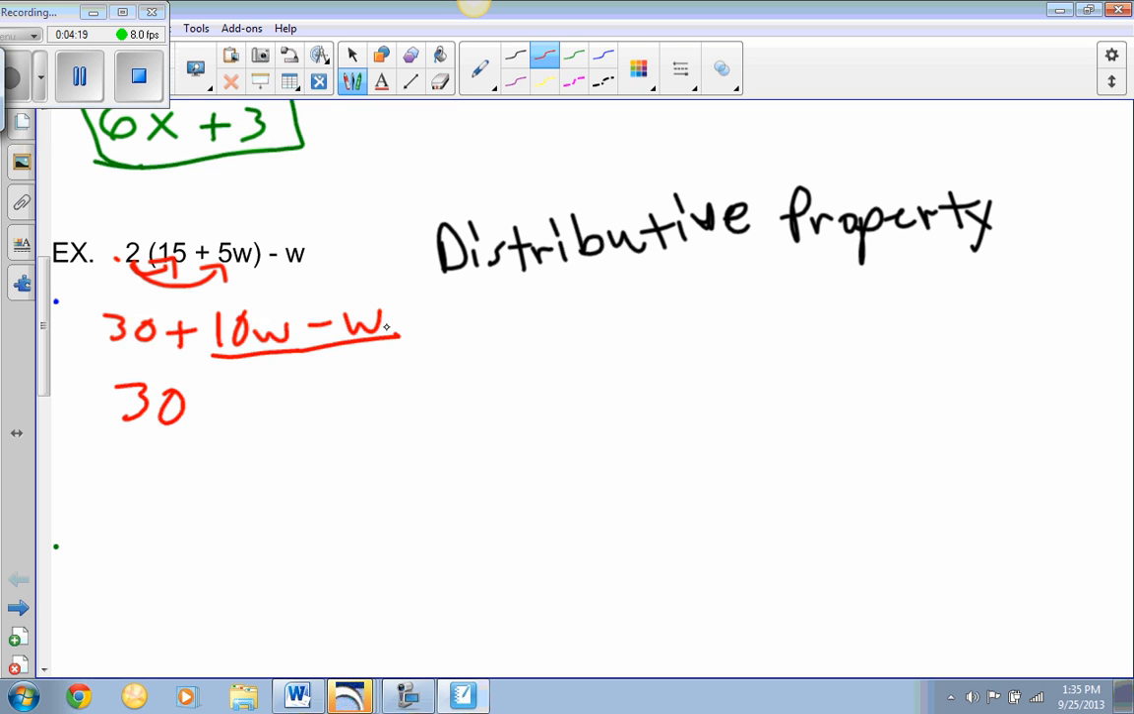10W minus W. That's a 1. You don't normally write the 1, but it means 1W. What's 10 minus 1? 9W. So my answer is 30 plus 9W.